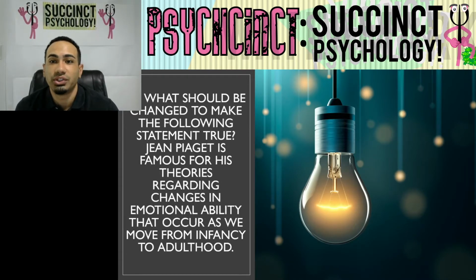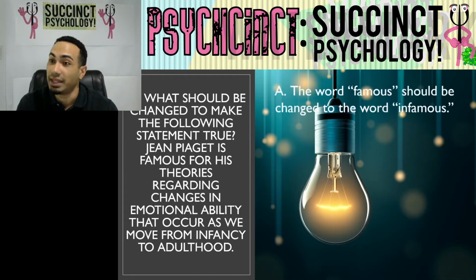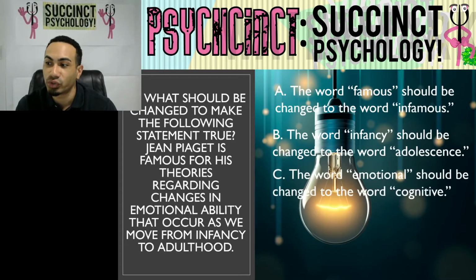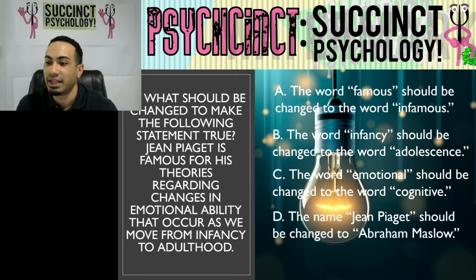Okay, what should be changed to make the following statement true? Jean Piaget is famous for his theories regarding changes in emotional ability that occur as we move from infancy to adulthood. We have option A, the word famous should be changed to the word infamous. B, the word infancy should be changed to the word adolescence. C, the word emotional should be changed to the word cognitive. And D, the name Jean Piaget should be changed to Abraham Maslow.